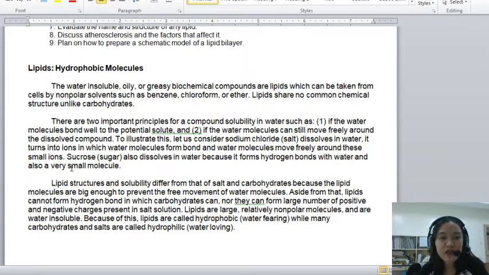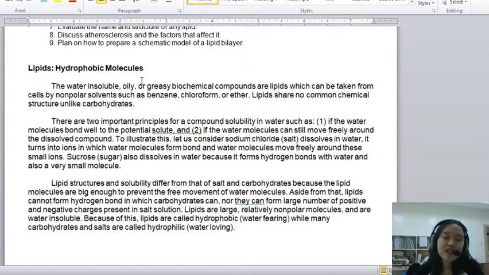Okay? And another example is your sucrose or sugar, a carbohydrate. It also dissolves in water because it forms hydrogen bonds with water and is also a very small molecule. So the molecules of your sucrose are actually very reactive with the hydrogen bonds of your water, meaning it is polar. Because your water is a polar solvent, it will also dissolve a polar solute.